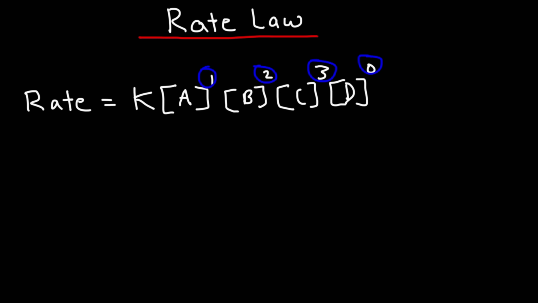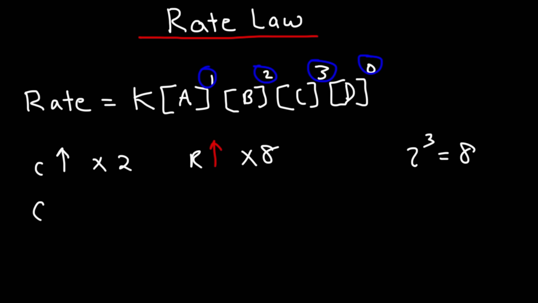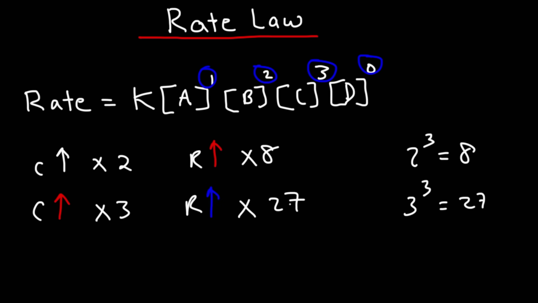It's third order with respect to C. So if we increase C by a factor of 2, the rate is going to go up by 2 to the third power. 2 to the third power is 8. So the rate of the reaction will increase by a factor of 8. If we increase the concentration of C by a factor of 3, 3 to the third power is 27. So the rate is going to increase by a factor of 27. I'm giving you a lot of examples because I really want you to understand this concept.